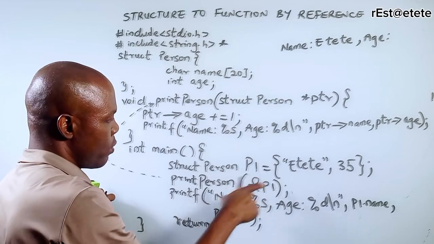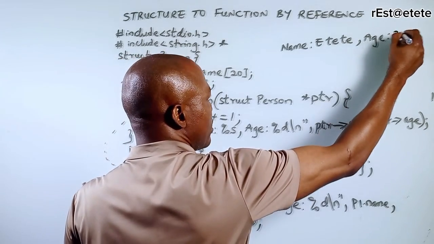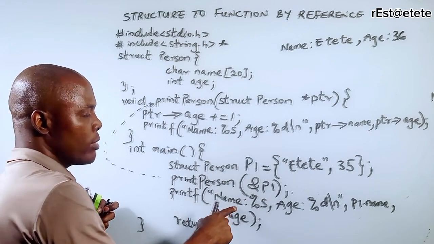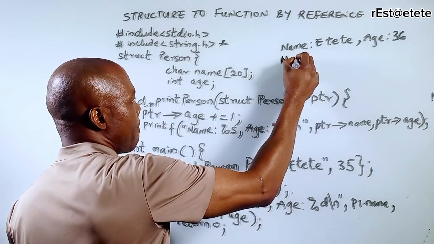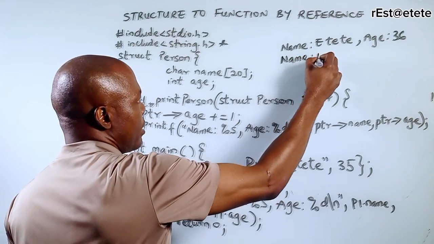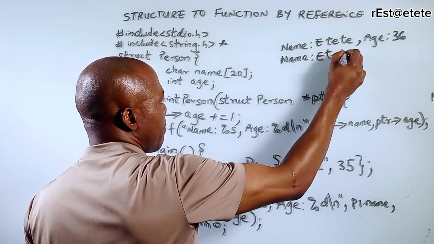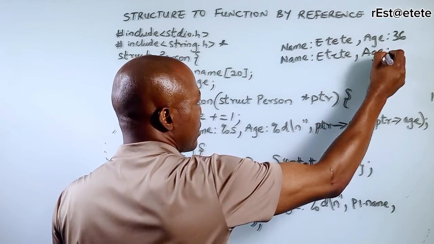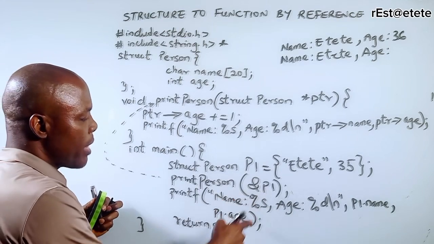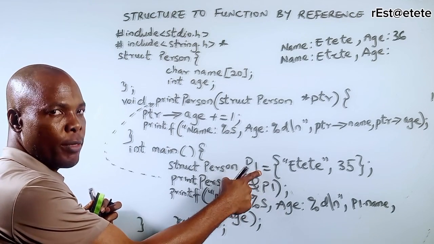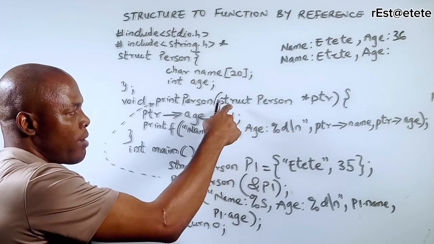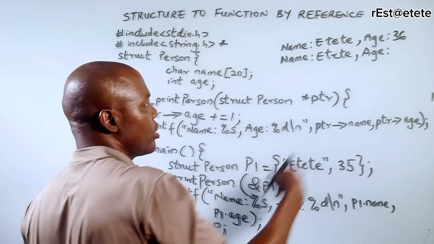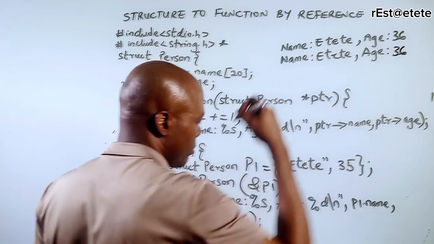So 35 was applied to it, and it will increase it to 36. Then it will return back to this place and print this out again. So it will print out name Etete, and then age, because what you supplied to it was the address of this variable. So whatever this function performs will affect the original location. The original location is also carrying 36.